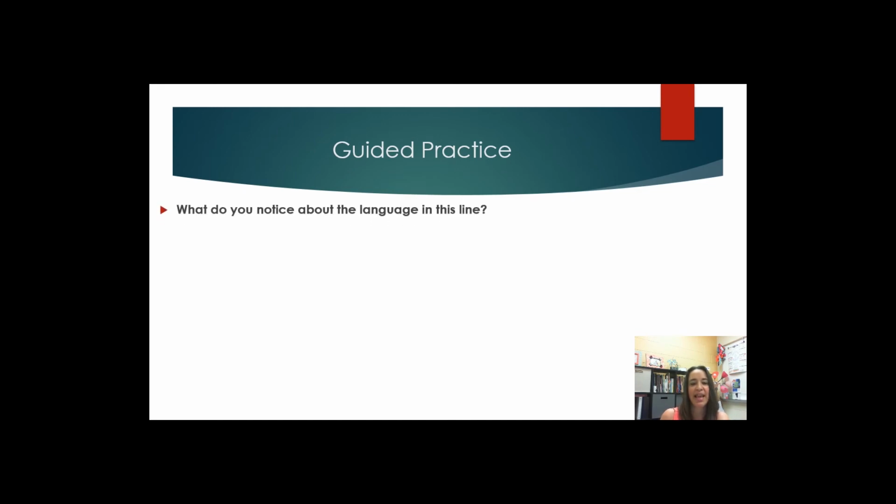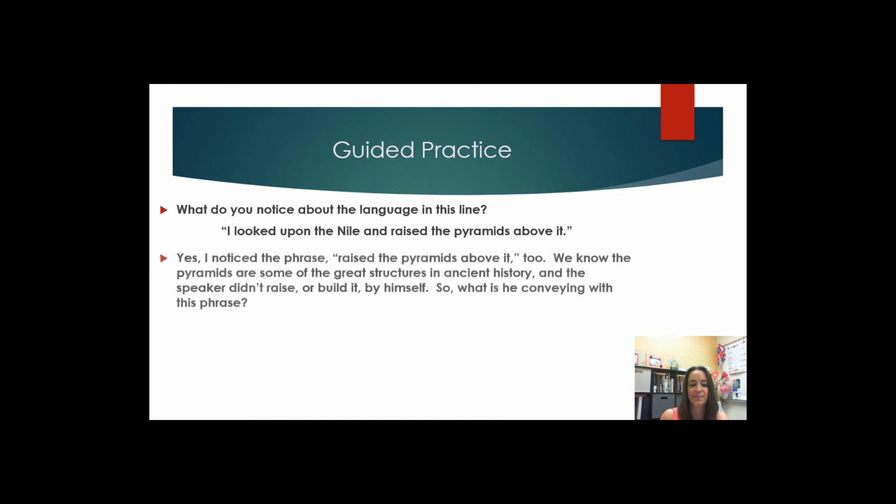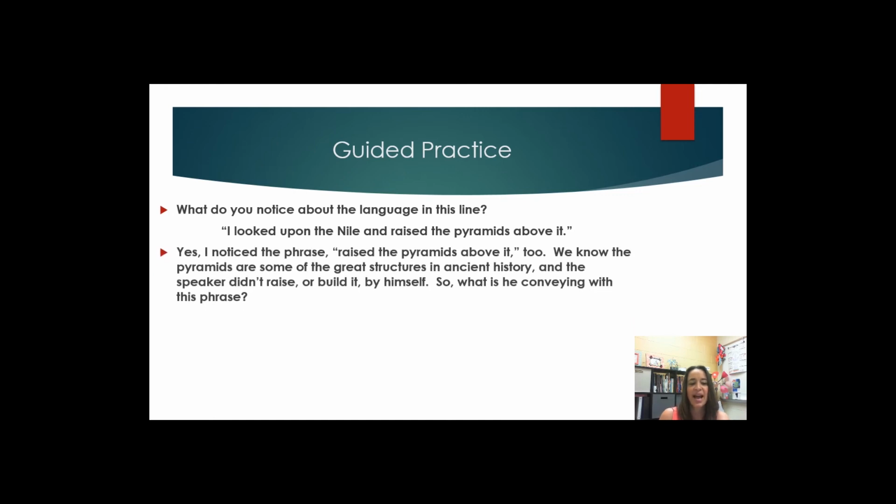What do you notice about the language in this line? I looked upon the Nile and raised the pyramids above it. Yes, I noticed the phrase raised the pyramids above it too. We know the pyramids are some of the great structures in ancient history, and the speaker didn't raise or build it himself. So what is he conveying with this phrase?